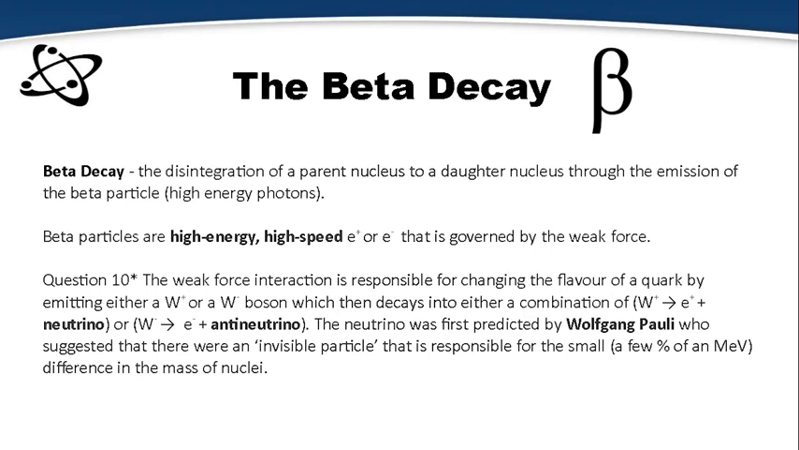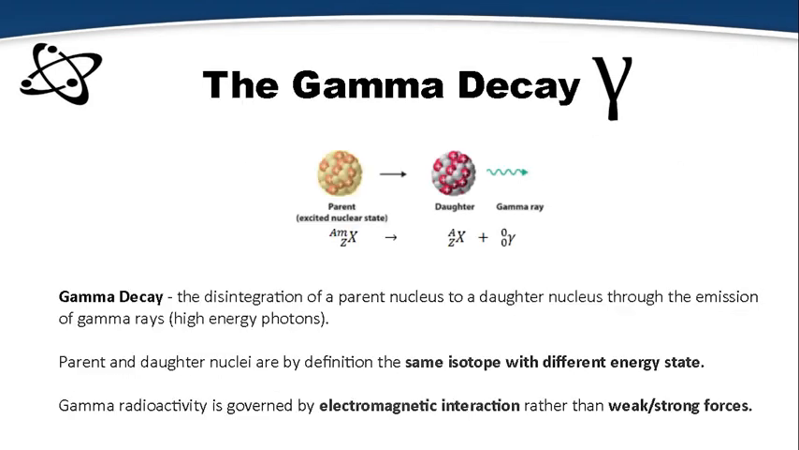Wolfgang Pauli first suggested in 1930 that there was an invisible particle to explain how beta decay could conserve energy, momentum, and spin. This invisible particle is now coined the neutrino, but its true nature still remains largely unknown. Our last but certainly not least medium of decay is the gamma decay.